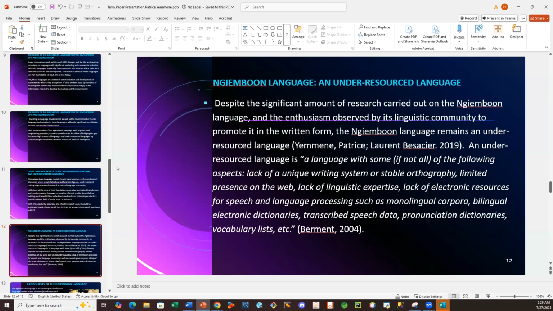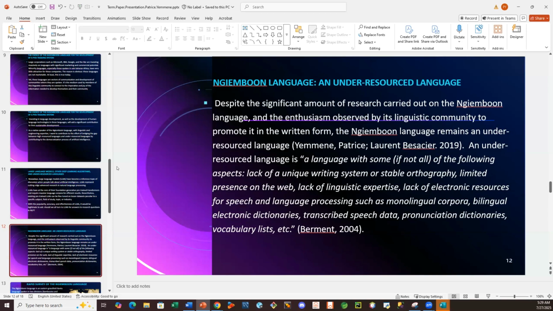Why? One of the reasons why we must start with a descriptive study of the part of speech system of the language is this: despite the significant amount of research carried out on this language and the enthusiasm observed in its linguistic community to promote it in a written form, it remains an under-resourced language.